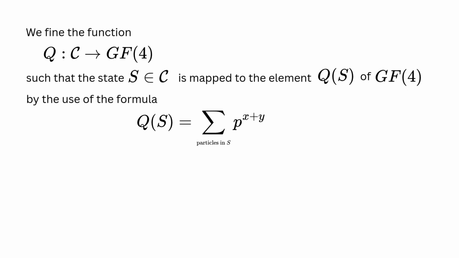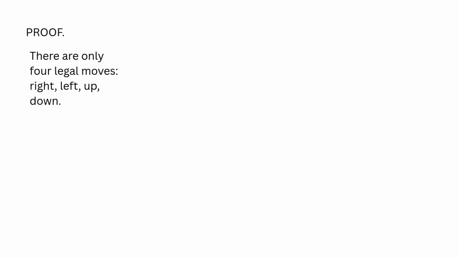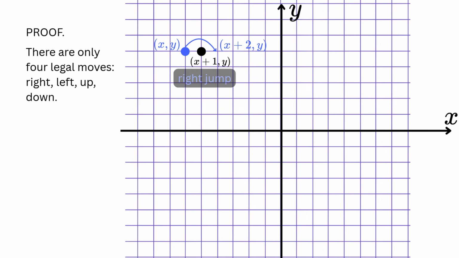Next, we define a function in the configuration space, which assigns an element of GF4 to any state of the system. This function defines a conserved charge, that is, a quantity which keeps the same value as the system evolves. The proof of this claim is very easy. There are only 4 legal moves for the ejection of a particle: a right jump, a left jump, an up jump, or a down jump. For a right jump, the particle at position x, y moves to position x plus 2, y, and the particle at position x plus 1, y is ejected out of the system.